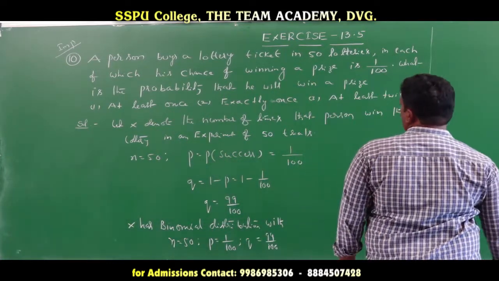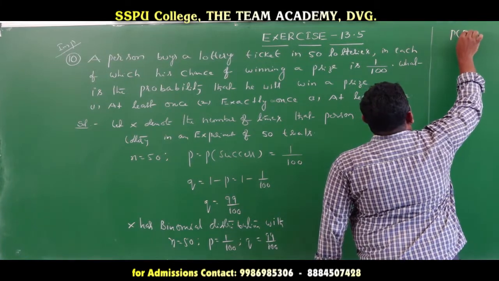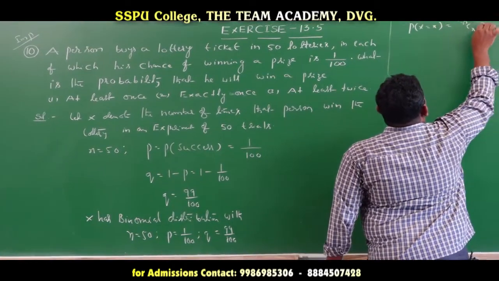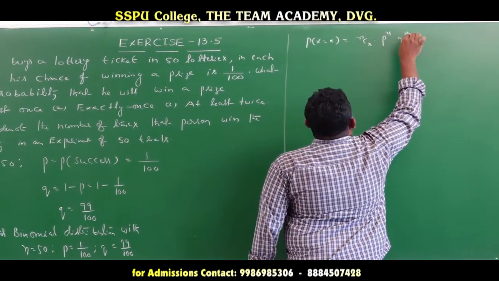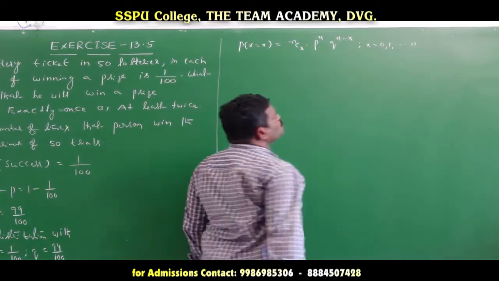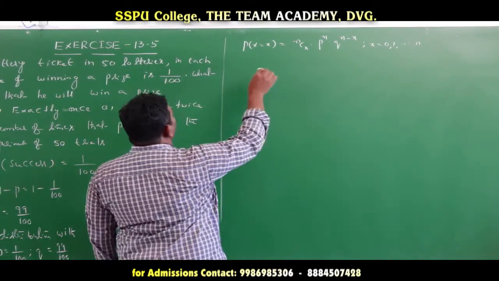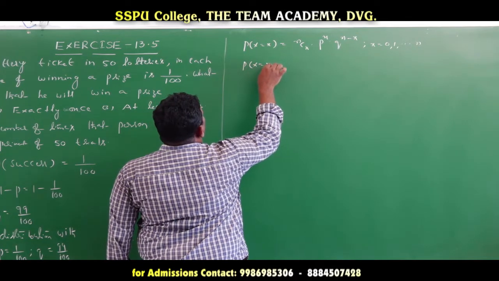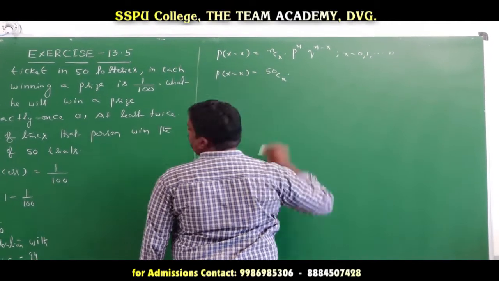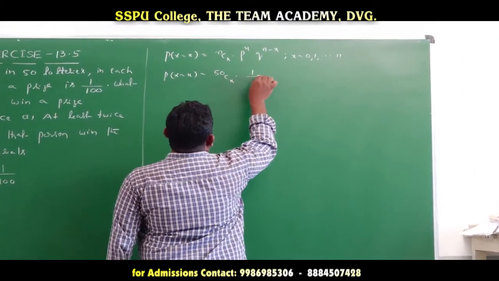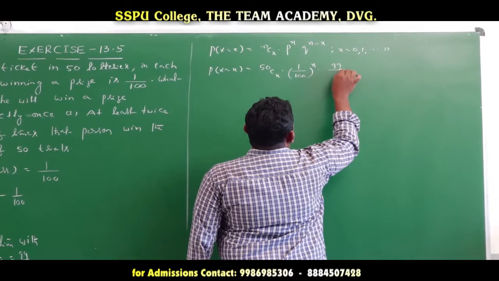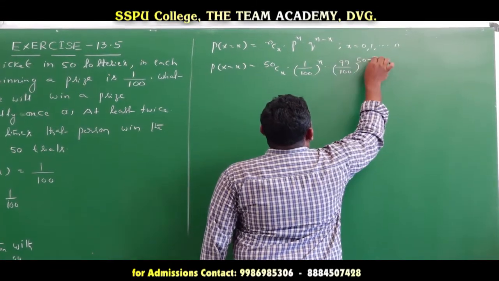Now the binomial distribution formula: probability of X is equal to x, that is equal to nCx into P power x into Q power n minus x. Here x is equal to 0, 1, and so on up to n. Now here we substitute the values. Probability of X is equal to x is 50Cx into 1 by 100 power x into 99 by 100 whole power 50 minus x.